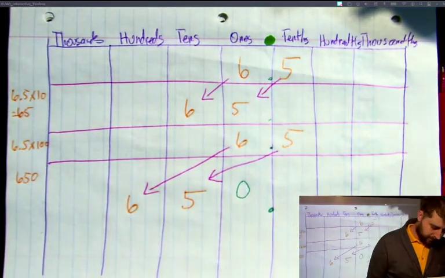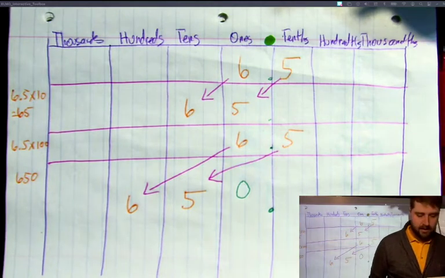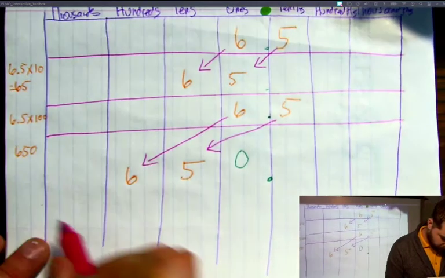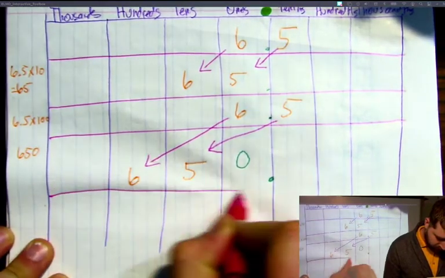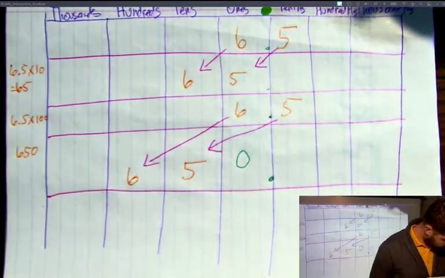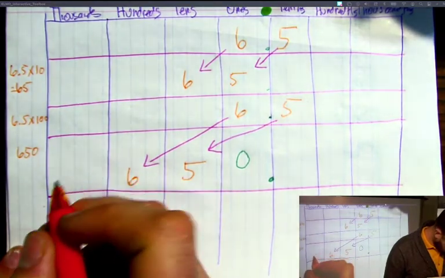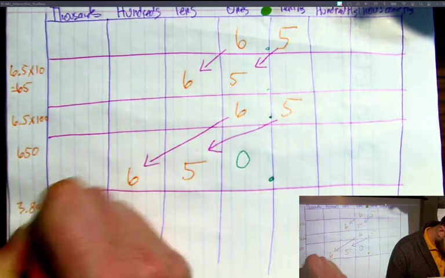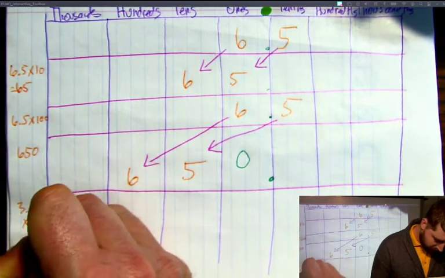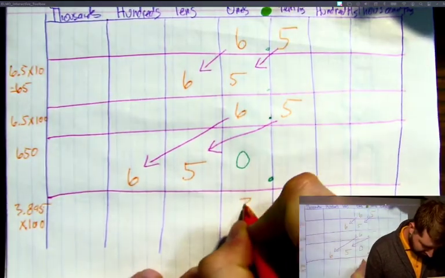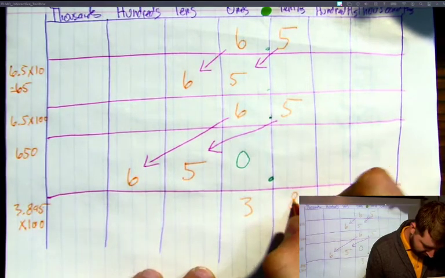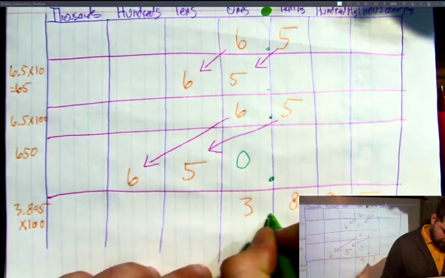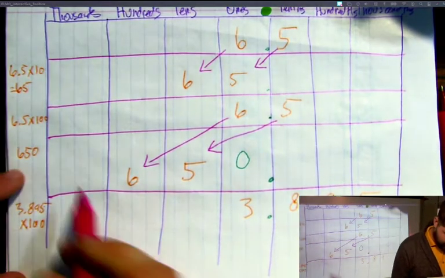All right. Now it's time to level up. I hope you're ready. We're going to take on this one right here. We are going to take on 3 and 895 thousandths times 100. So I'll set this up. 3 and 895 thousandths. Our decimal place, of course, is right here. I want you to give that a shot and multiply it by 100.